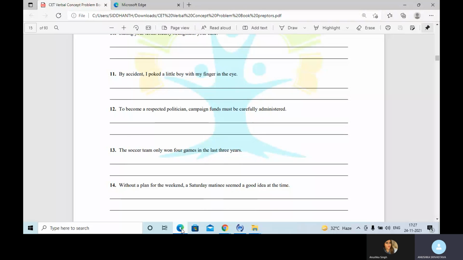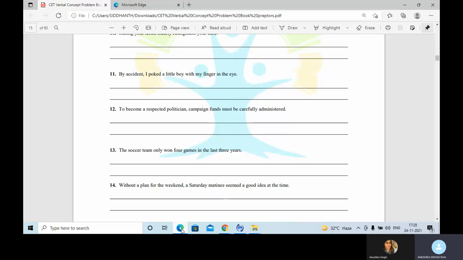12th is an example of dangling modifier. To become a respected politician, campaign funds must be carefully administered. Campaign funds must be carefully administered by whom? So, to become a respected politician, one must administer campaign funds carefully. This is how I correct the error, and the answer is dangling modifier. And since it is not for I or you, I have used the pronoun one.